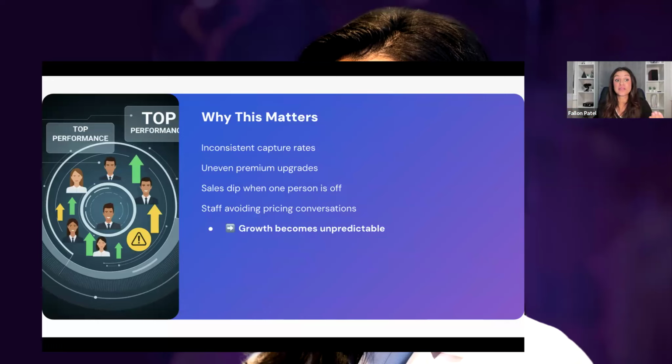And so your growth becomes unpredictable, right? Like you don't know how you're going to do this month, next month. You're kind of winging it. You're kind of hoping, and you really don't know how you're going to do. So you're not forecasting because you just don't know.